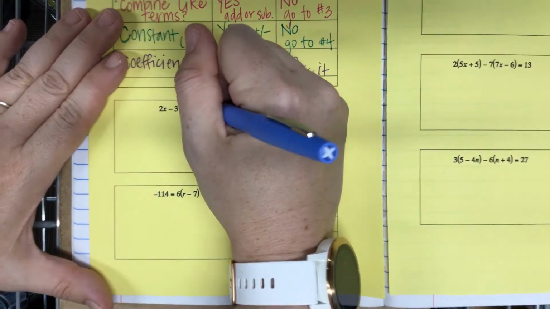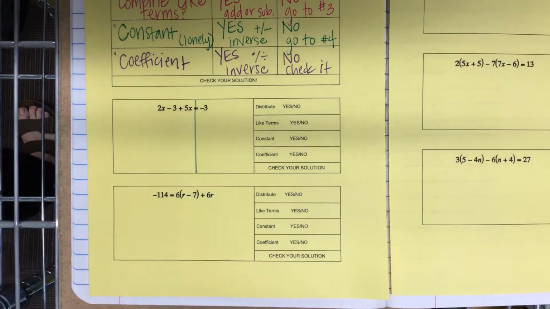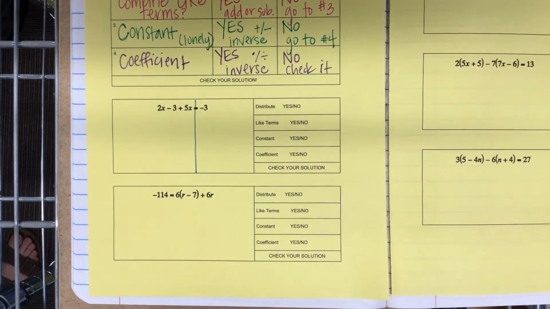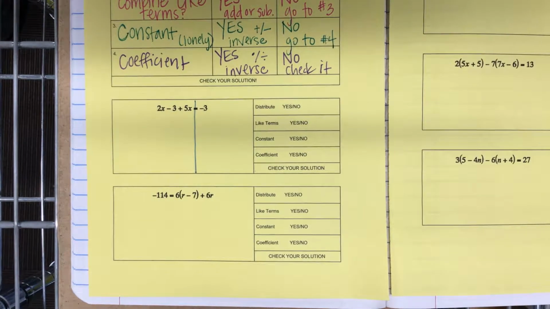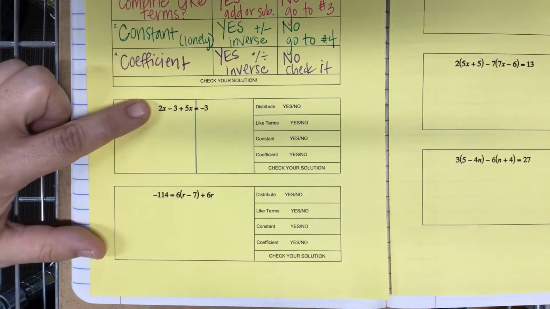Before I even start, I'm going to draw that line to keep myself organized. Great idea. I don't want to do this again. Question number 1. Do we need to distribute? How do you know if you need to distribute? Parentheses. Are there parentheses in this problem?